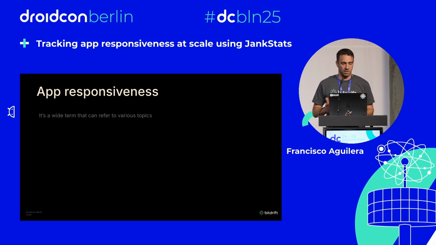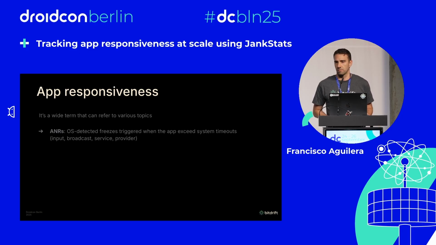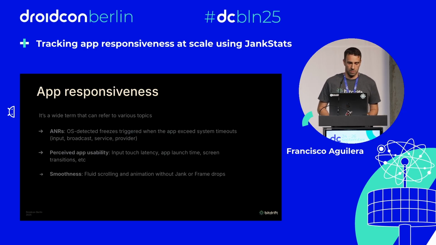This is a wide term that can refer to various topics. For example, when people talk about app responsiveness, they say ANRs, the application terminated, it's not responding. They also talk about perceived app usability, for example, reacting to touch input latency, app launch time, screen transitions, etc. Or smoothness. When you're scrolling through a list, it's very janky to scroll. You suddenly start having jank or frame drops. It's not a great experience for the user.